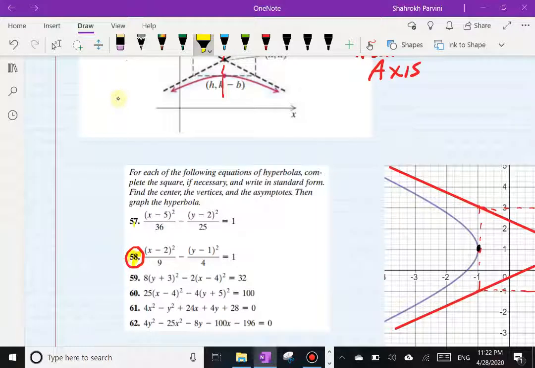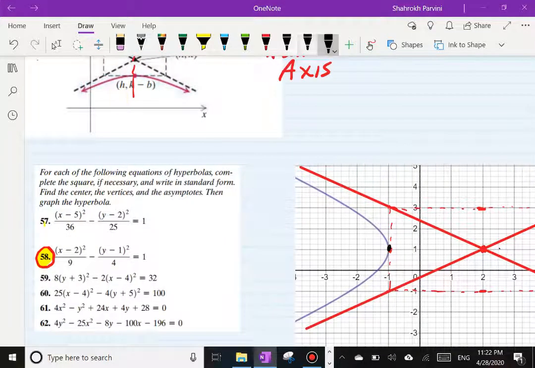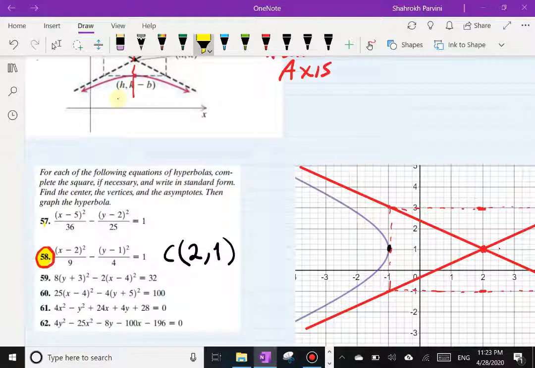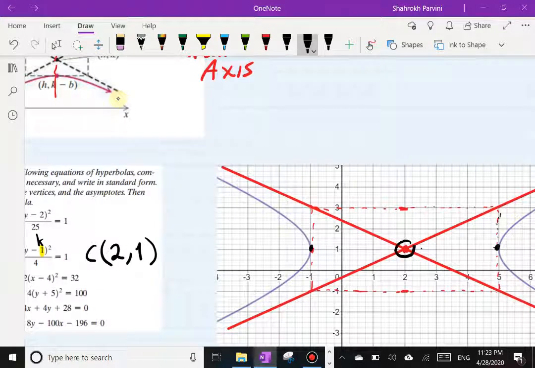So we're looking at this one actually, number 58. Now, for number 58, the center of this hyperbola is going to be at h, which is 2, and k is 1, right? Remember hk, 2 is h, and k is 1. Let me just put that. Here's h, and there is k. So the center is at 2, 1. So we're going to go to 2, 1, and here's the center right there. That's 2, 1. And this is 2, and here's 1. Okay, so there's the center.